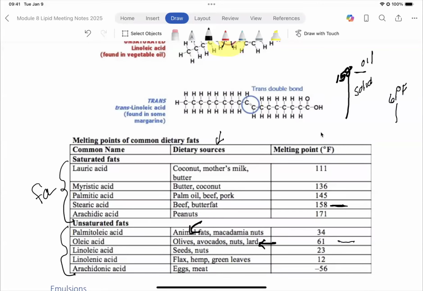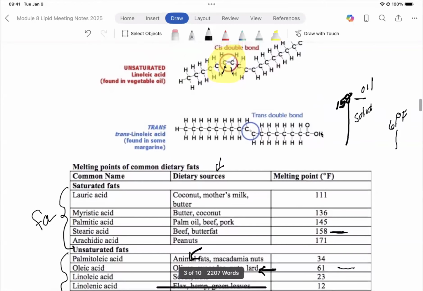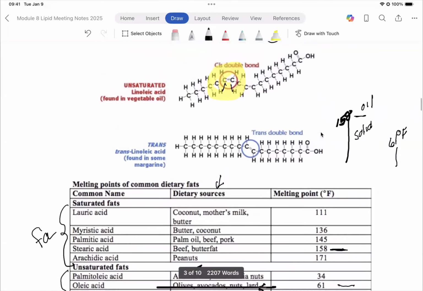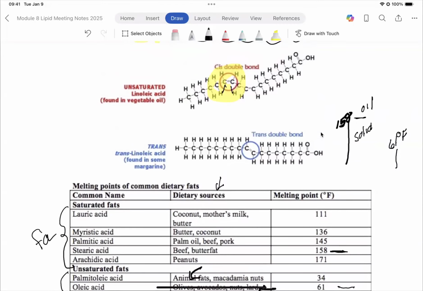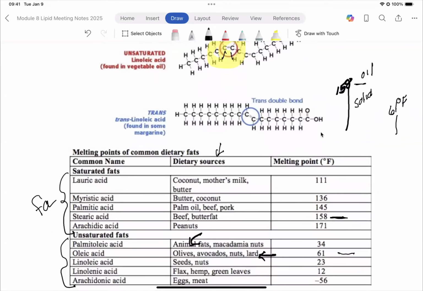Okay, so a couple other things that happen. A short chain fatty acid is also going to make a difference. You know how long the chain is. So we look at these. All of these are 18 carbons long.